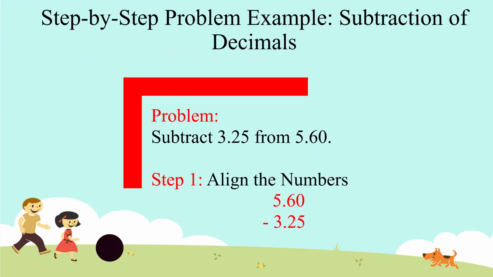Here's a step-by-step problem example of subtraction of decimals. Subtract 3.25 from 5.60. Step 1. Align the numbers. 5.60 minus 3.25.